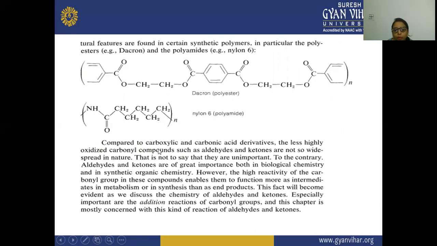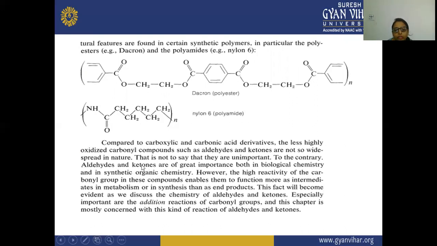Compared to carboxylic and carbonic acid derivatives, the less highly oxidized carbonyl compounds such as aldehydes and ketones are not so widespread in nature. That is not to say that they are unimportant.